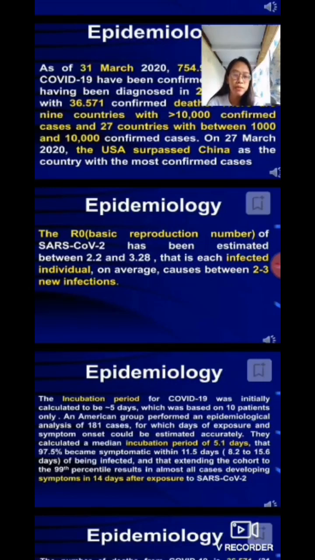An American group performed an epidemiological analysis of 181 cases for which days of exposure and symptom onset could be estimated accurately. They calculated a median incubation period of 5.1 days, and 97.5% became symptomatic within 11.5 days, at 8.2 to 15.6 days of being infected. Extending to the 99th percentile results in almost all cases developing symptoms within 14 days after exposure to SARS-CoV-2.